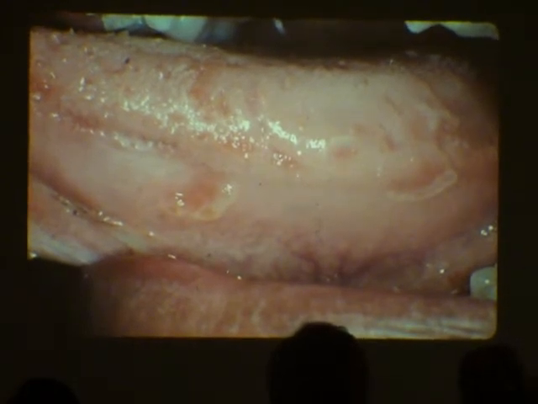Migratory glossitis. We're going to use erythema migrans. And what's the treatment? None. Unless it's really causing spontaneous pain, we're going to explain the disorder to the patient and follow the patient. That's it.